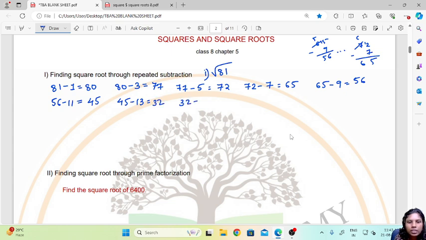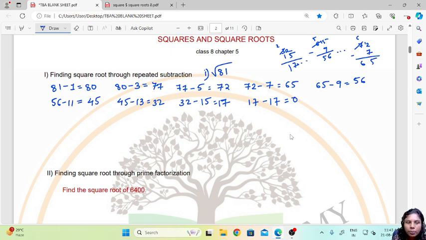Then 32 minus the next one, 15, gives 17. And after 15 comes 17, so 17 minus the next odd number, 17, gives 0. Now how do we find the square root using this method?